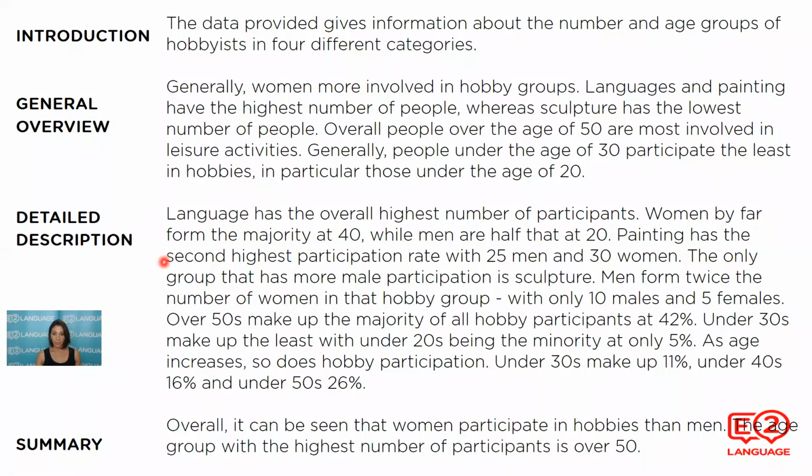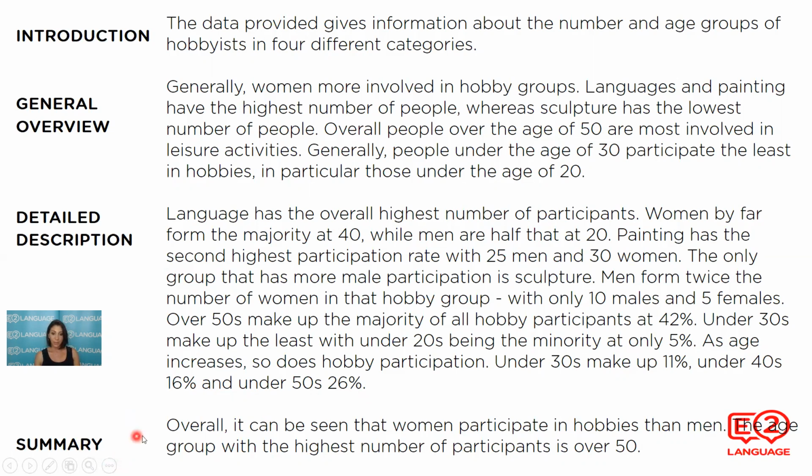Painting has the second highest participation rate with 25 men and 30 women. The only group that has more male participation is sculpture. Men form twice the number of women in that hobby group, with only 10 males and 5 females. Over 50s make up the majority of all hobby participants at 42%. Under 30s make up the least, with under 20s being the minority at only 5%. As age increases, so does hobby participation. Under 30s make up 11%, under 40s 16%, and under 50s 26%.